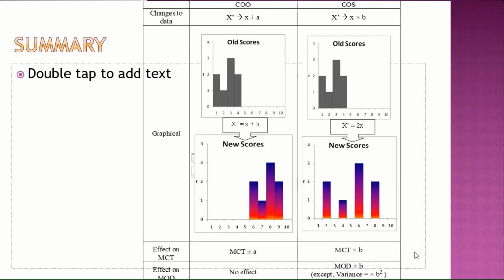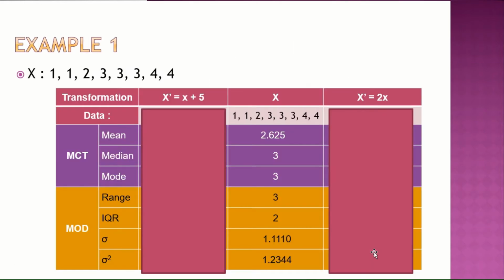So just remember one thing: when you plus and minus something to your data, your MCT will also plus and minus by the same. But if you times or divide something to your data, your MOD also will go through the same times and divide. MCT and MOD both you times. So when you plus and minus, MOD no effect. The only time it won't change is when you plus and minus: range, interquartile range, standard deviation, variance, no change. You understand?